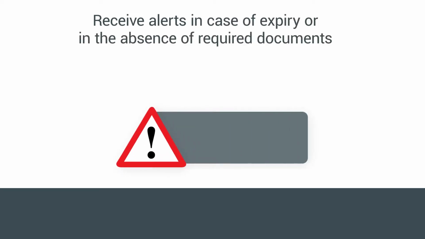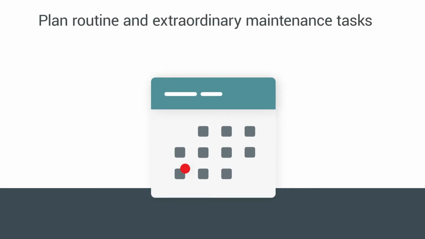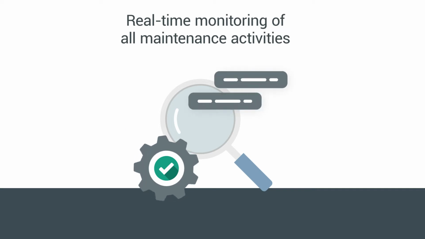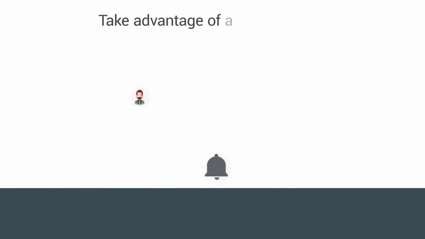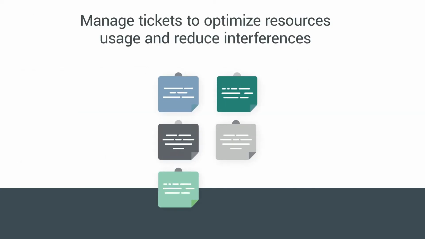Receive alerts in case of expiry or in the absence of required documents. Plan routine and extraordinary maintenance tasks. Real-time monitoring of all maintenance activities. Take advantage of a notification system to contact work teams. Manage tickets to optimize resources usage and reduce interferences.